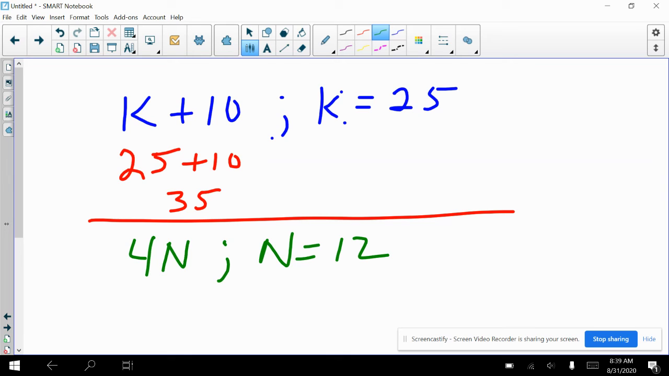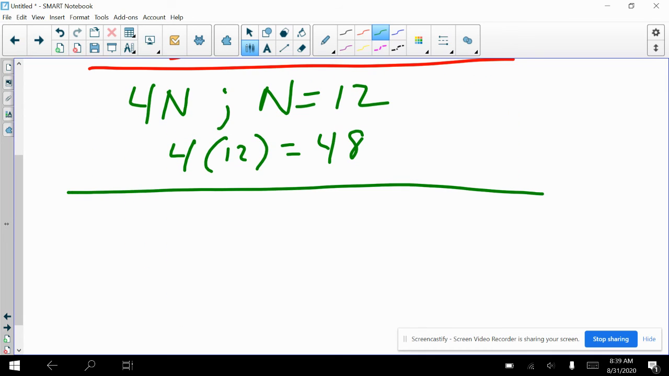Masa? Multiplication. So when I go plug it in, my problem really is 4 times 12. Gives me what? There you go, buddy. Good job. 48. So far, so good.